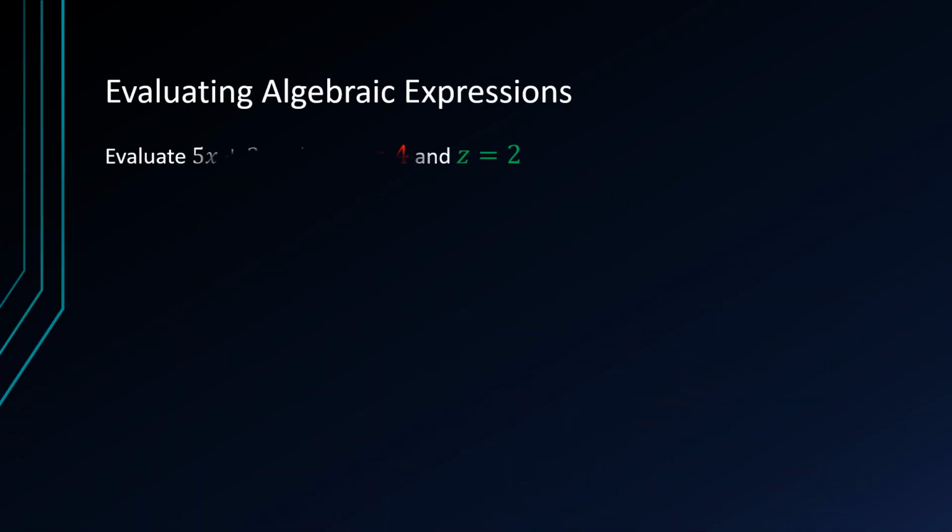Example 2. Evaluate 5x plus 2z when x equals 4 and z equals 2. Like with the previous example where we were given the value of x, we simply replace x in the expression with its given value. We do the same with the variable z. So now we have 5 times 4 plus 2 times 2. When we evaluate this expression, we get 20 plus 4, which is equal to 24.